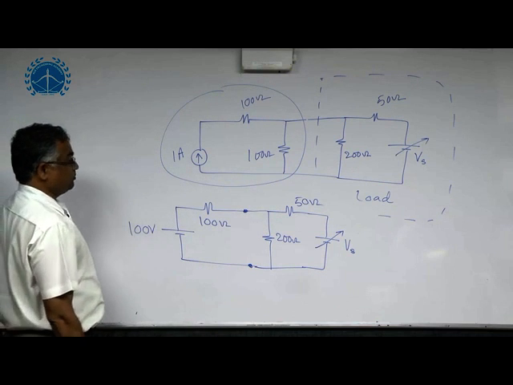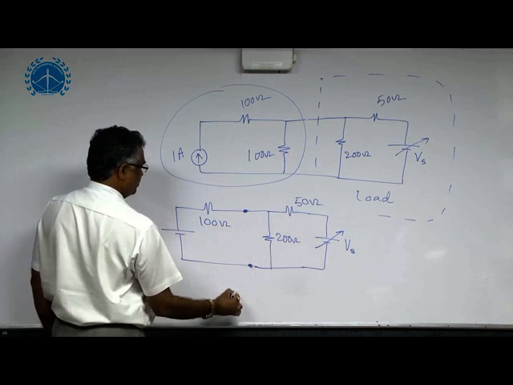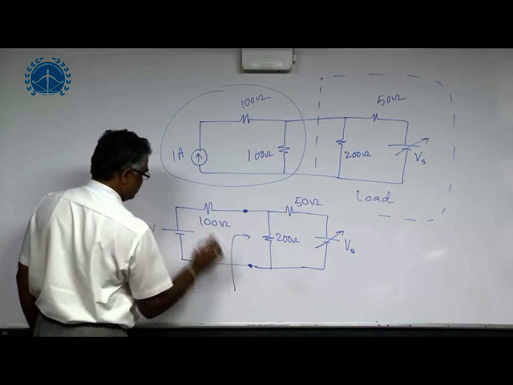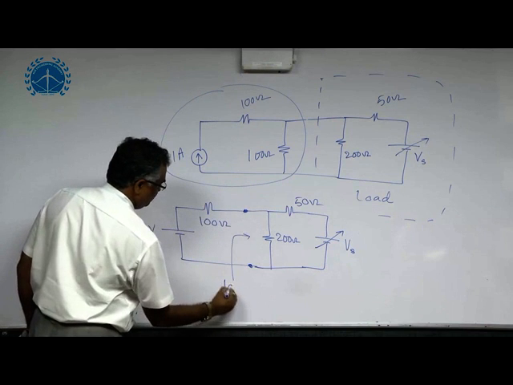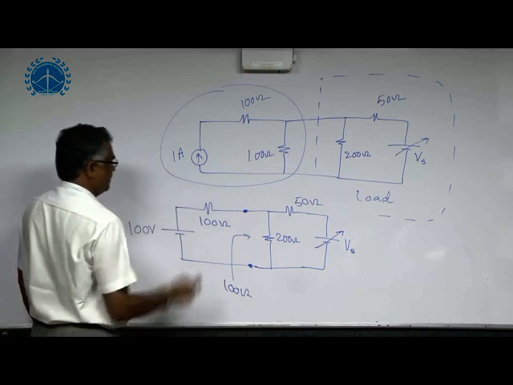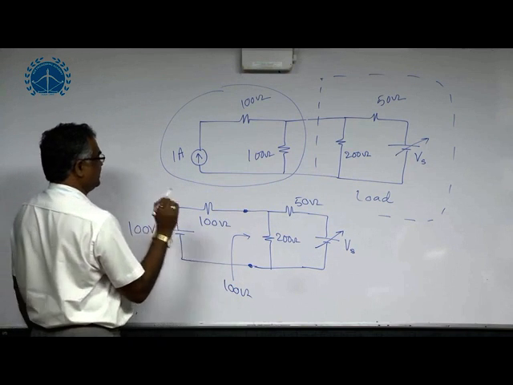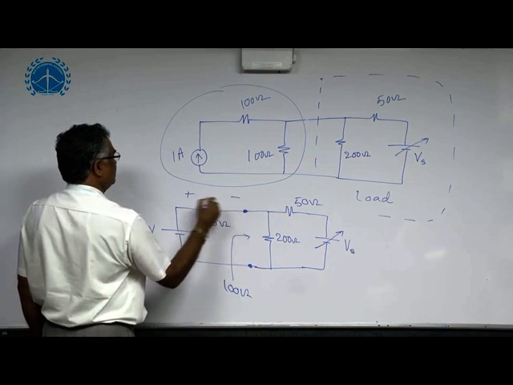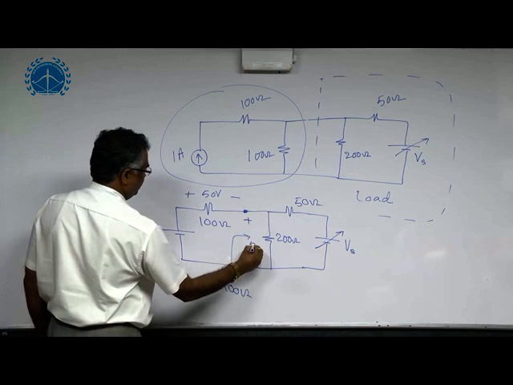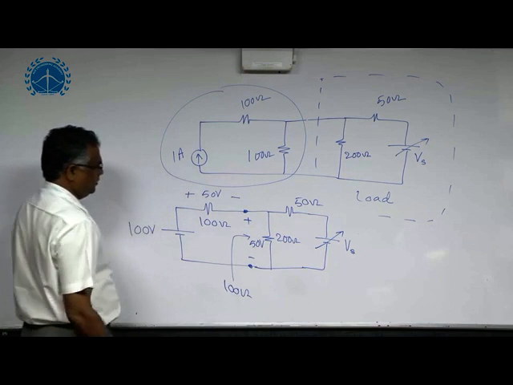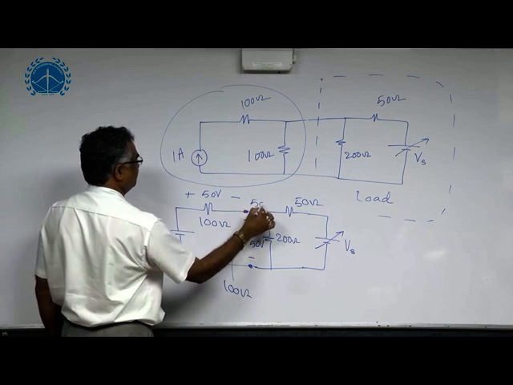As per the maximum power transfer theorem, maximum power is transferred to the load if the load resistance is equal to the source resistance. When the source is 100 ohm, the load resistance also should be 100 ohm. If this is 100 and this is 100, when 100 volts is applied, the voltage divides equally. This voltage is 50 volts, then this voltage is also 50 volts. If this voltage is 50, obviously the voltage at this node is also 50.